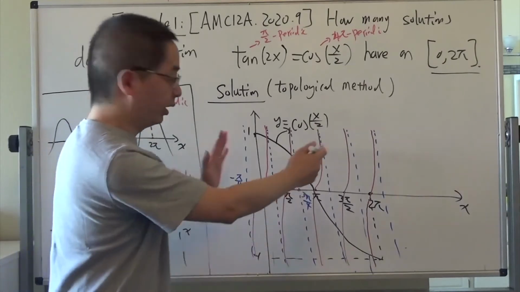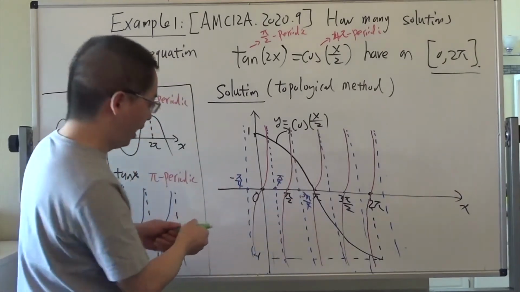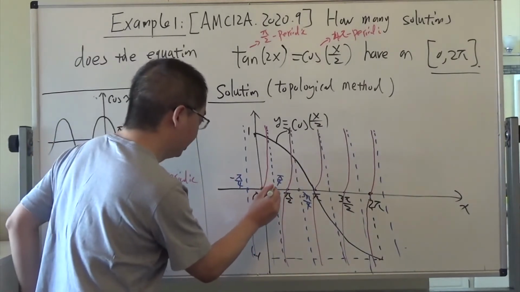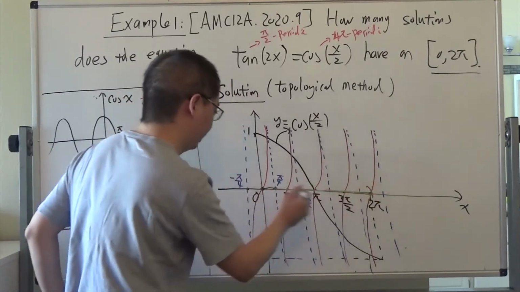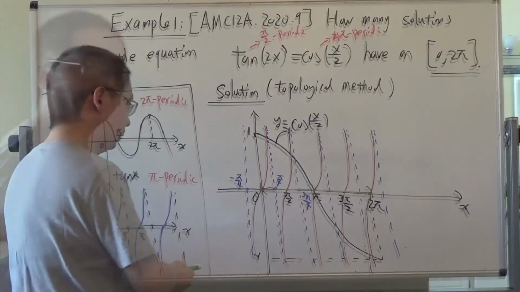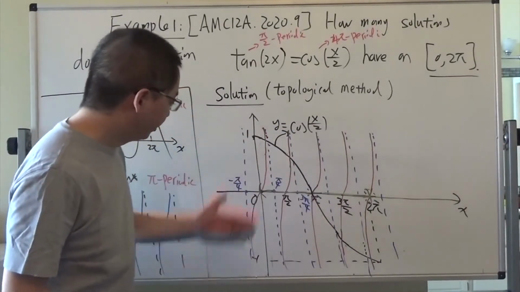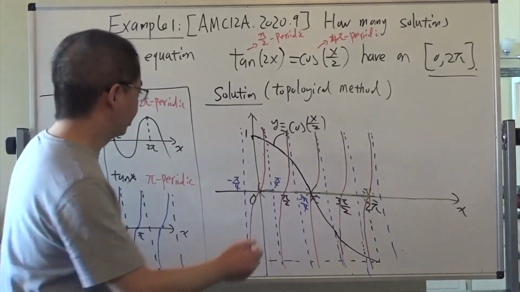We focus on the interval from 0 to 2 pi, so it's all from 0 all the way to 2 pi. That's the place we focus on. Then we can count the number of intersections.